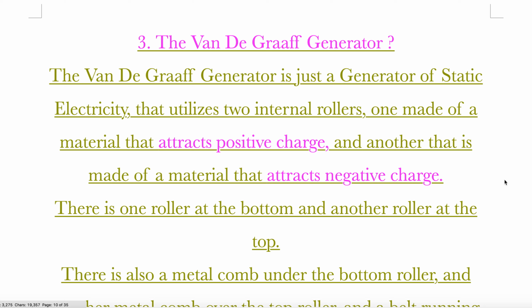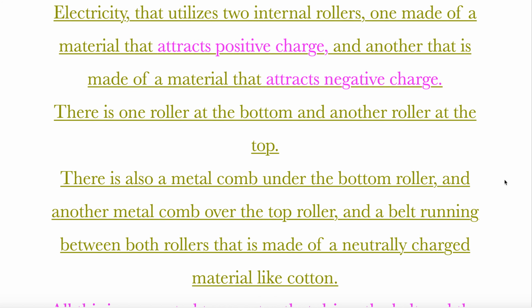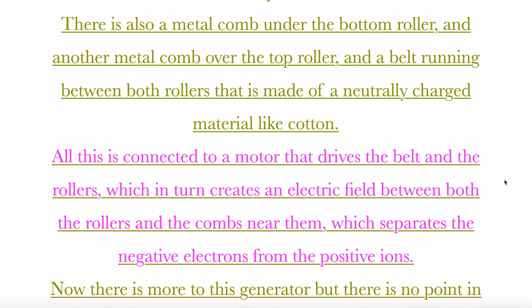3. The Van de Graaff generator. The Van de Graaff generator is just a generator of static electricity that utilizes two internal rollers, one made of a material that attracts positive charge and another that is made of a material that attracts negative charge. There is one roller at the bottom and another roller at the top. There is also a metal comb under the bottom roller and another metal comb over the top roller, and a belt running between both rollers that is made of a neutrally charged material like cotton.